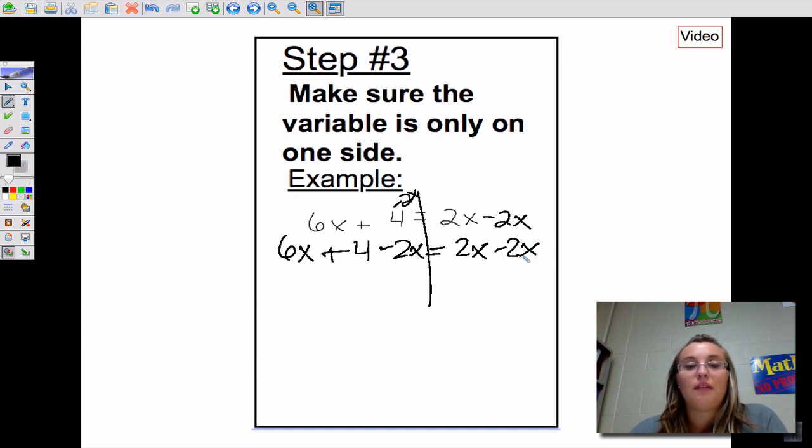What you're going to be left with after that is 0 on this side. 0 x's, nothing left. You're going to combine 6x minus 2x, that's 4x, plus 4 equals 0.